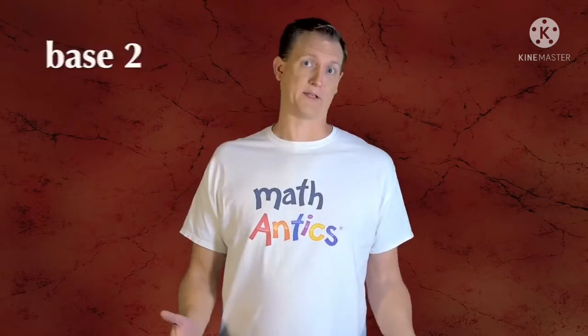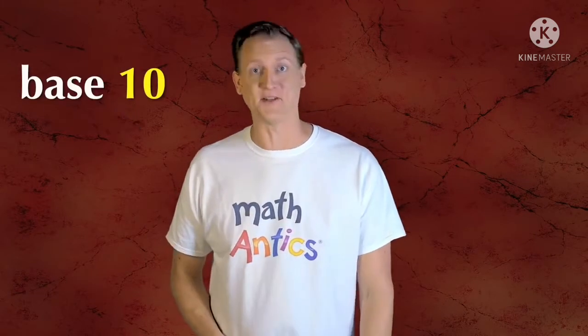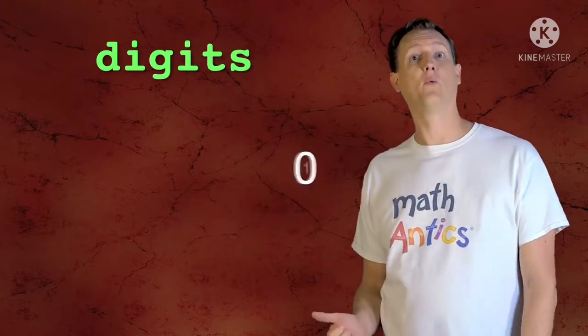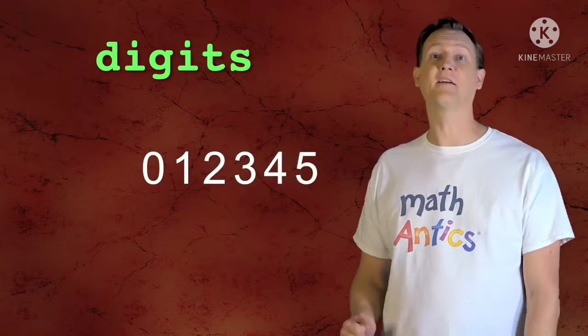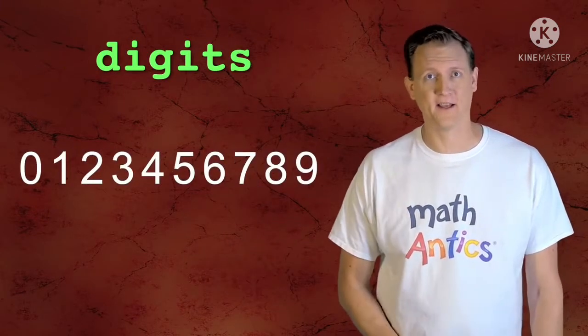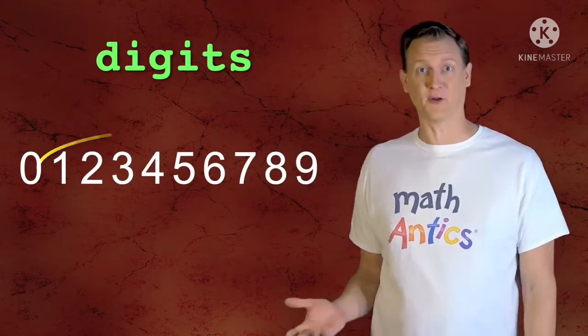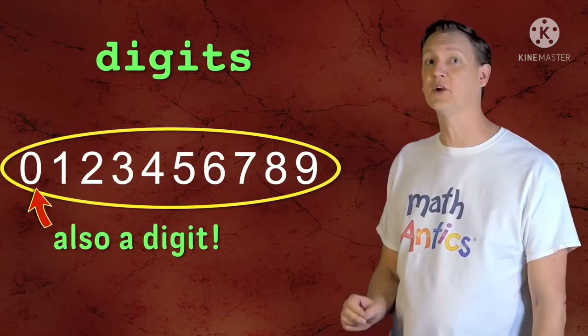Math could use other systems that are based on a different number, like base 2 or base 8, but I'll give you 10 guesses as to why the number 10 is such a popular choice. The 10 symbols that we use are called digits, and they look like this. 0, 1, 2, 3, 4, 5, 6, 7, 8, and 9. At first glance, you might think that that's only 9 digits, but remember, the 0 counts as one of the digits also.